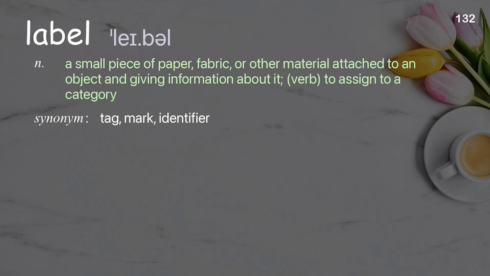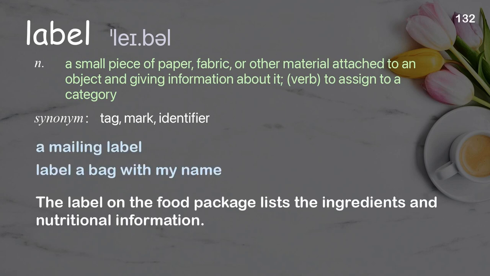Label. A small piece of paper, fabric, or other material attached to an object and giving information about it. Verb, to assign to a category. Examples: a mailing label. Label a bag with my name. The label on the food package lists the ingredients and nutritional information.